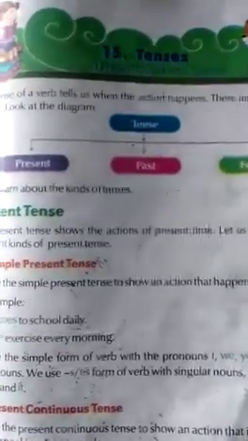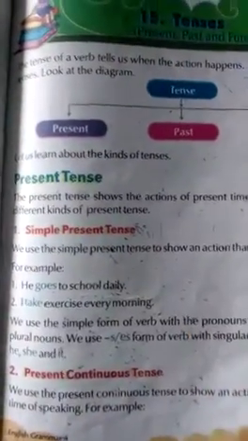Children, we were on chapter 15, tenses, and we have learned about the present tense: the simple present tense, present continuous, and present perfect tense. Now you all have done your exercise also. So come on, the topic is past tense. Today we are going to learn about past tense.